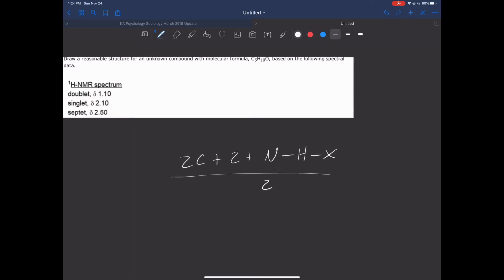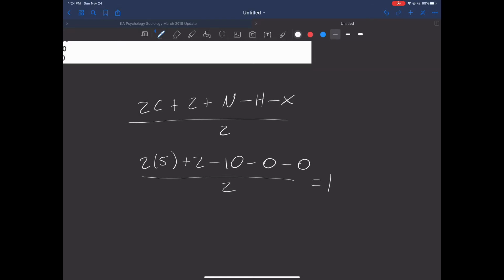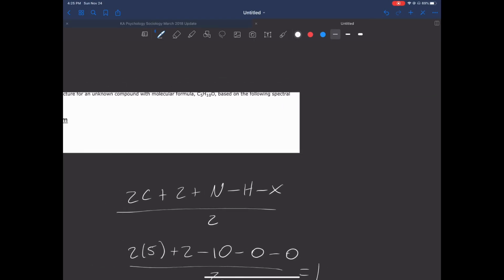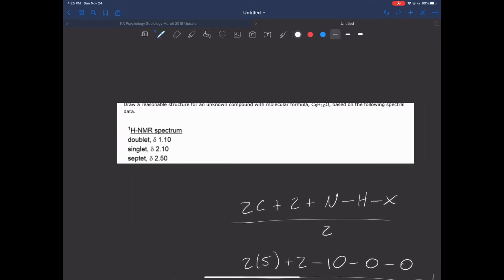So now what we're going to do is plug everything in. You get 2 times 5, that's 10, plus 2, that's 12, minus the amount of hydrogens, 10, minus 0 for the halogens, 0 for the nitrogens, over 2, that's 1. So we're going to have a double bond or a ring, right? Now again, when you have an oxygen, it's a very safe bet to draw a carbonyl. That is your 1 IHD. That counts as the double bond. So we're going to build it based off of that. Okay? And so let's get started.